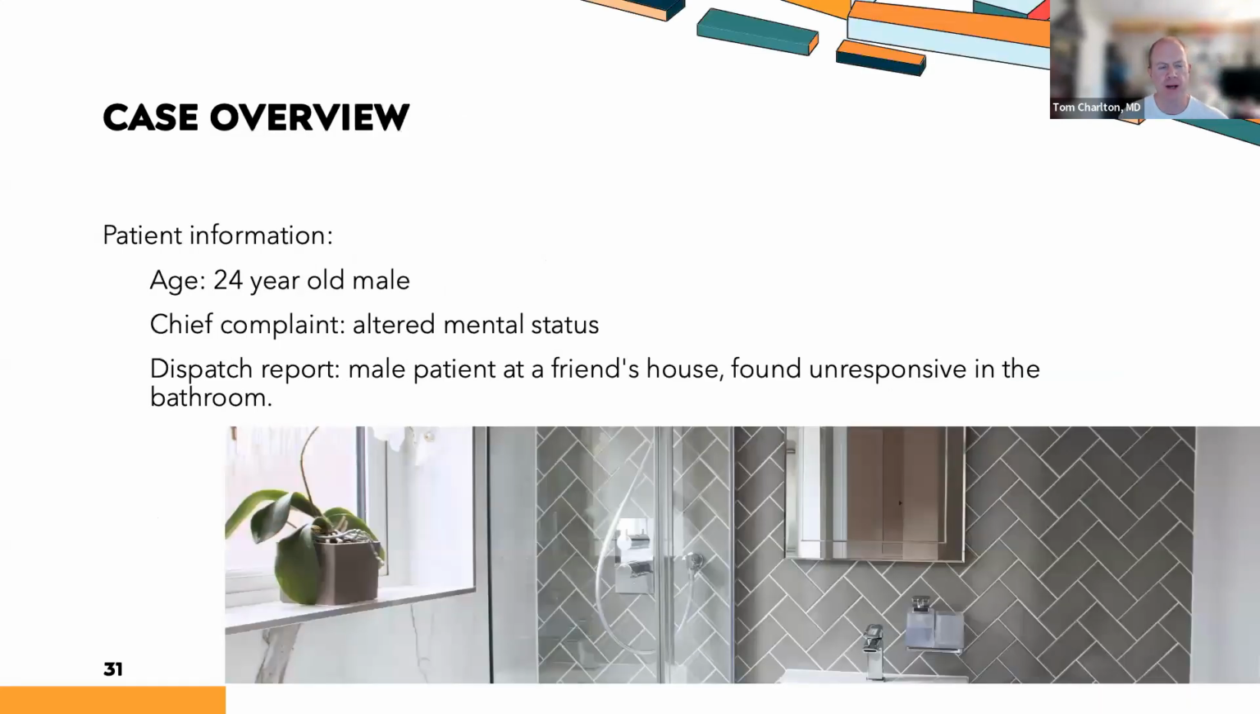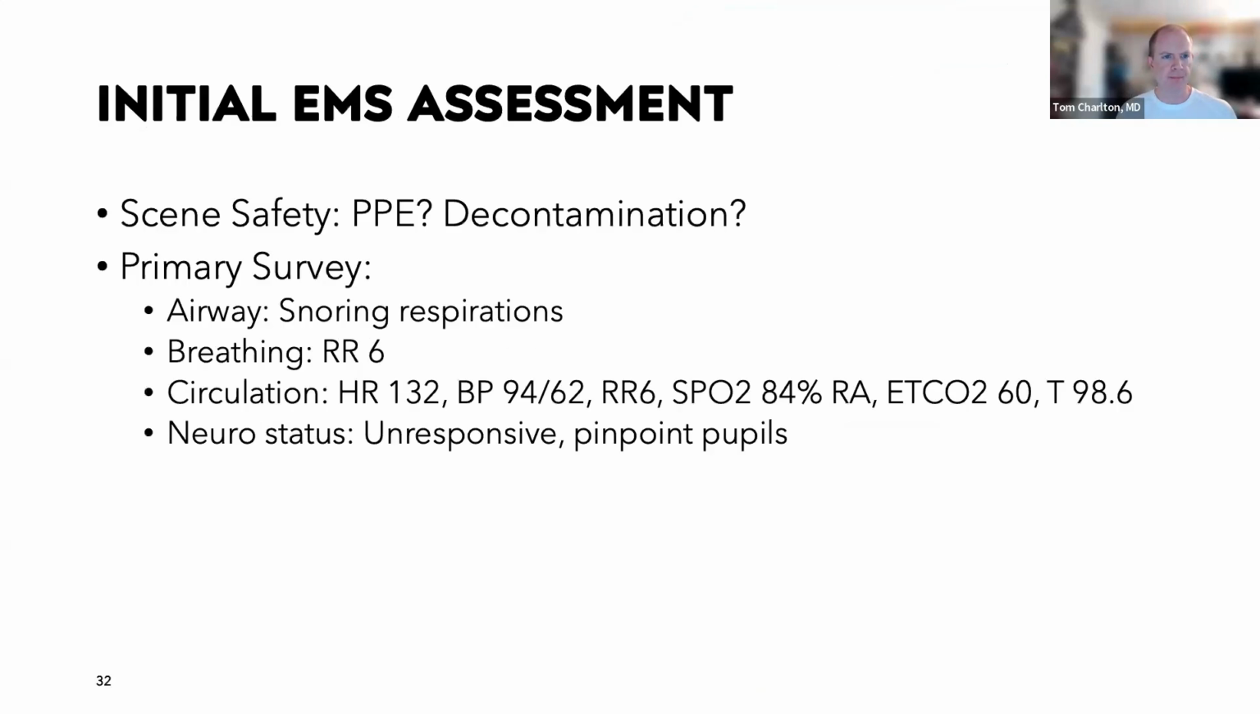All right. Our next patient is a 24-year-old male with altered mental status. The report you get is that this male patient is at a friend's house, and he was found unresponsive in the bathroom. Nobody really knows what's going on. So we arrive on scene. Police have arrived before us, so they seem to be doing okay. Doesn't look like we need anything additional PPE wise.